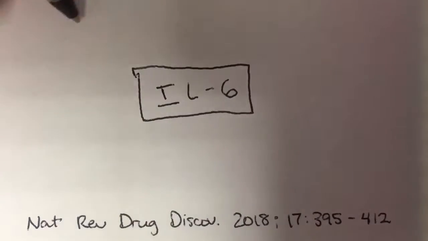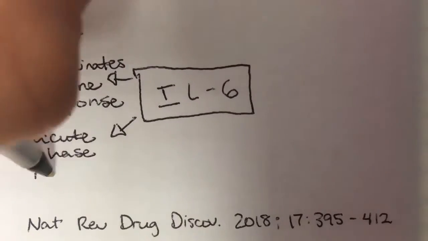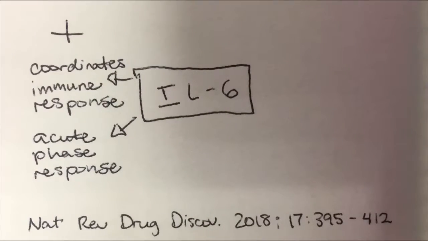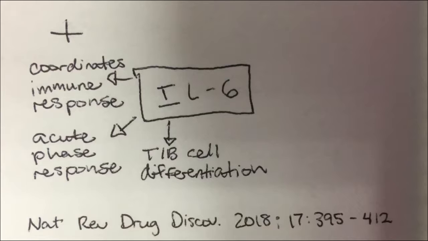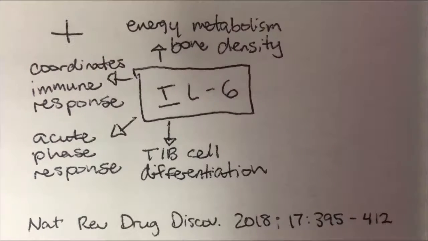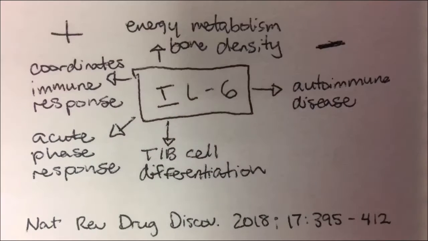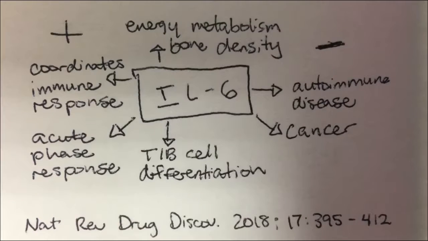IL-6 is a cytokine that regulates the immune response by inducing expression of acute phase proteins and promoting lymphocyte differentiation. Additionally, IL-6 plays a role in energy metabolism as well as bone density homeostasis. With that said, unregulated IL-6 is implicated in many autoimmune diseases and even cancers.